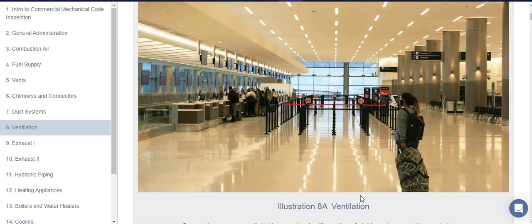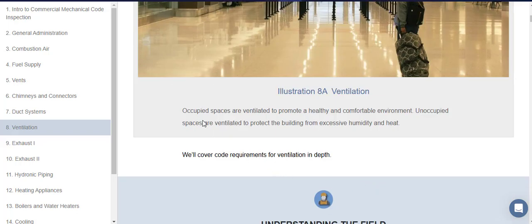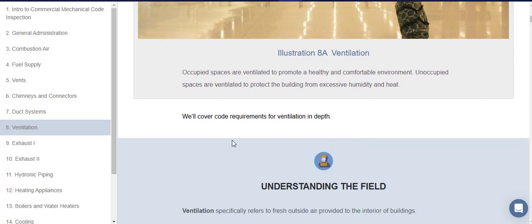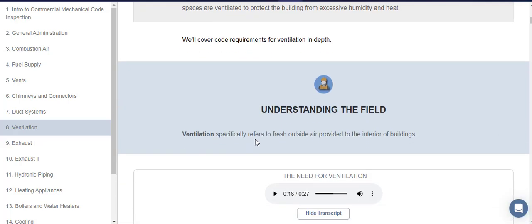Illustration 8a, ventilation. Occupied spaces are ventilated to promote a healthy and comfortable environment. Unoccupied spaces are ventilated to protect the building from excessive humidity and heat. We'll cover code requirements for ventilation in depth. Understanding the field. Ventilation specifically refers to fresh outside air provided to the interior of the building.